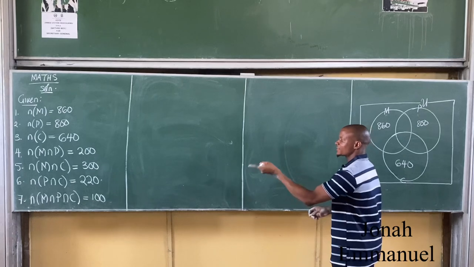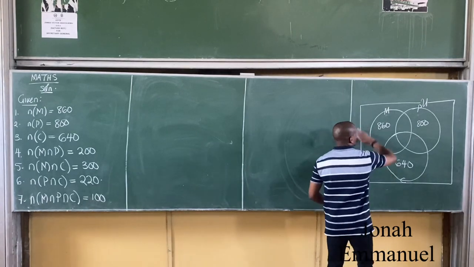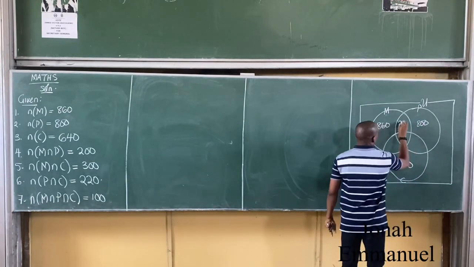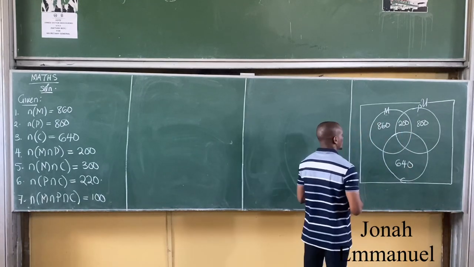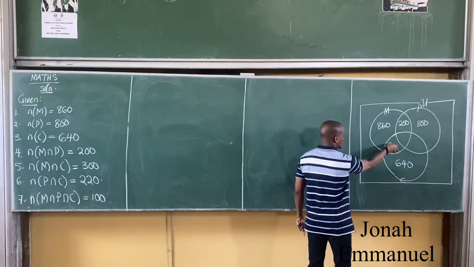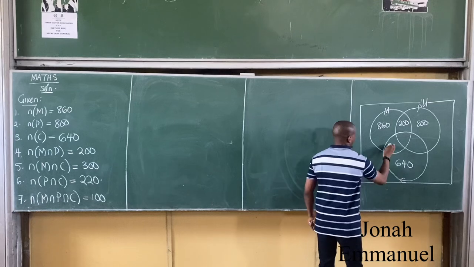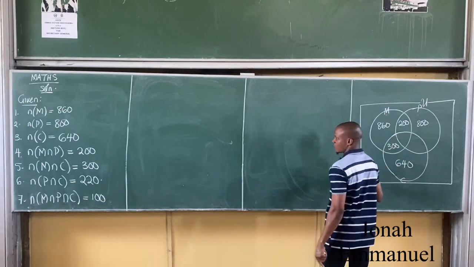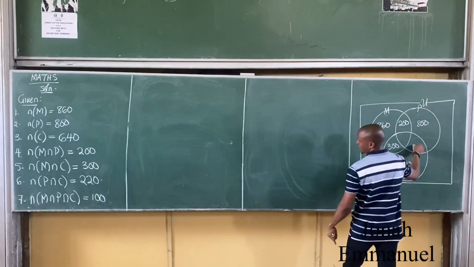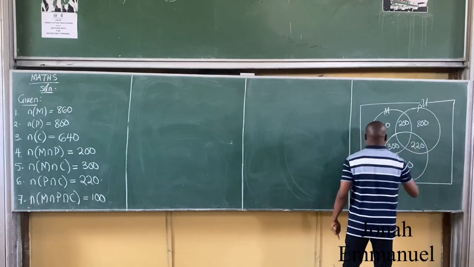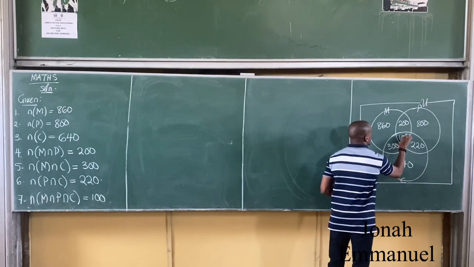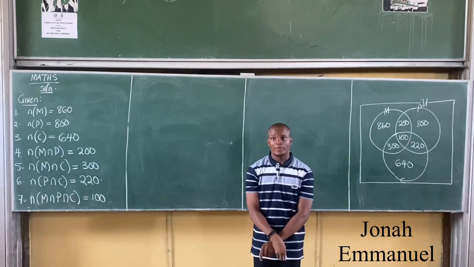Next up, maths intersection physics is 200. For this diagram, maths and physics meet here. Having 200. That's this point. Next up, maths intersection chemistry. Maths and chemistry both meet here only. That's 300. Next up, I have physics intersection chemistry. Physics and chemistry meet here. How many there? 220. And then finally, all three combined meet at this point. You said it's how many there? 100.